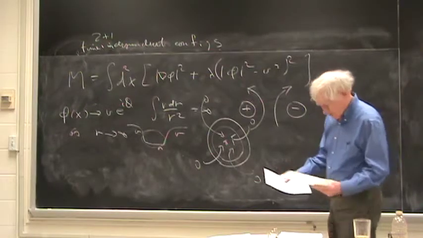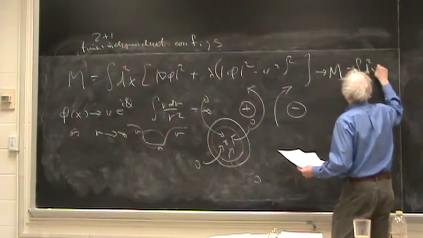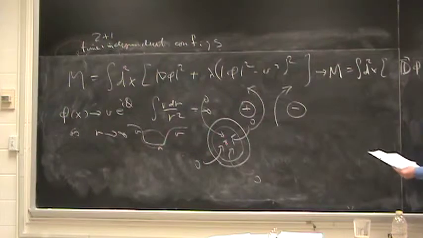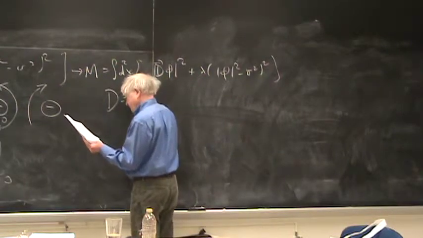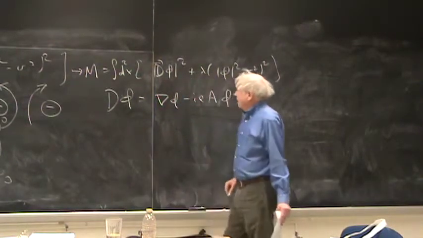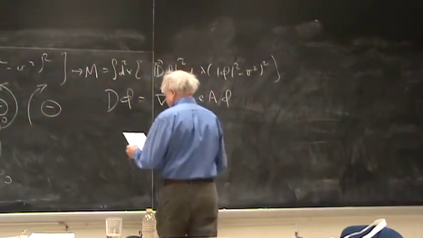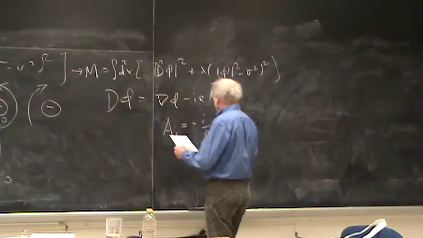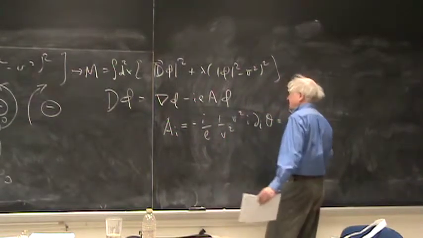All right. So if you promote this, the energy is the integral d2x of |D phi| squared plus lambda (|phi| squared minus v squared) squared, where D phi is grad phi minus i e A phi. Now we don't have a problem, because in fact we can say that A_i is essentially minus i over e, 1 over v squared, I don't know why I've got so many terms here, but anyway, it's d_i theta over e.